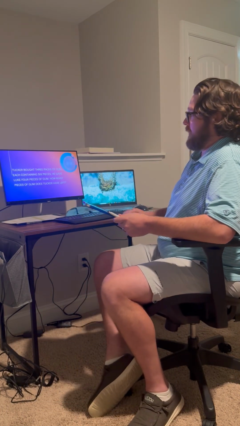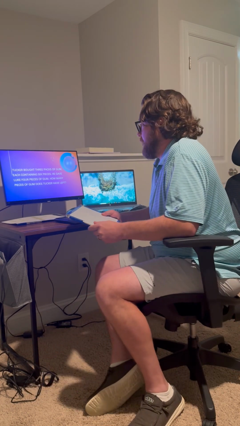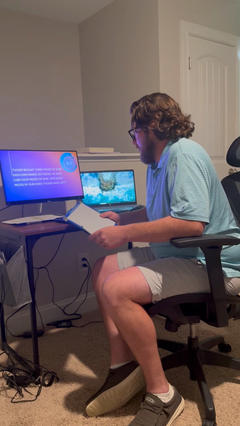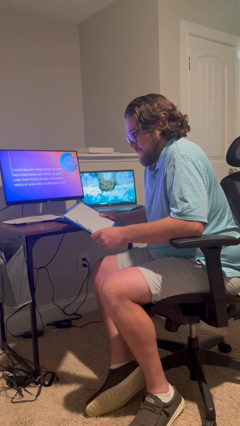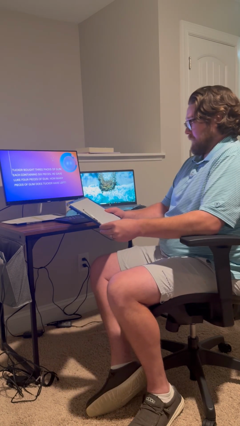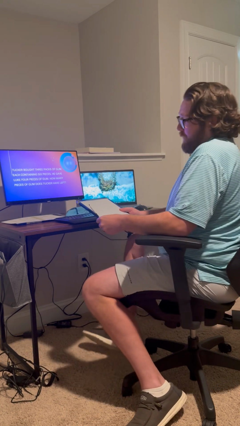So, I'm going to start with a quick little story here about Tucker. Tucker bought 3 packs of gum, each containing 6 pieces of gum. He gave Luke 4 pieces of gum. How many pieces of gum does Tucker have left? Okay, so this is going to be an example of one of our two-step word problems.